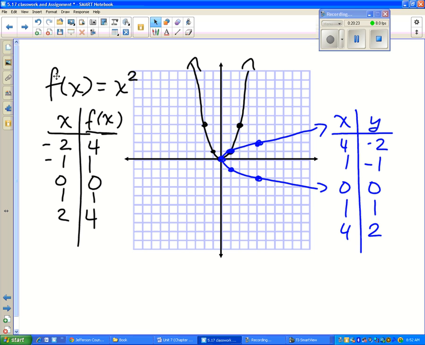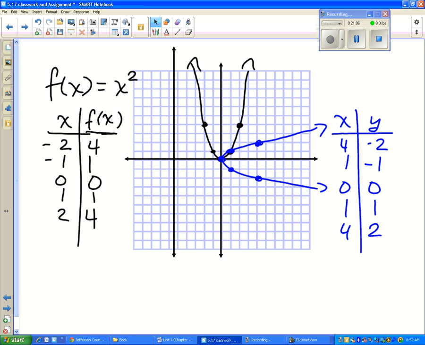So, number 8 asks the question. For number 8, I need a vertical line, so there's my vertical line. Number 8 asks the question, is f of x equals x squared a function? Meaning, if I move this vertical line across my graph, the black graph, will it touch it more than once at a time? It only touches the black graph once at a time. So that tells me that the original f of x equals x squared is a function.